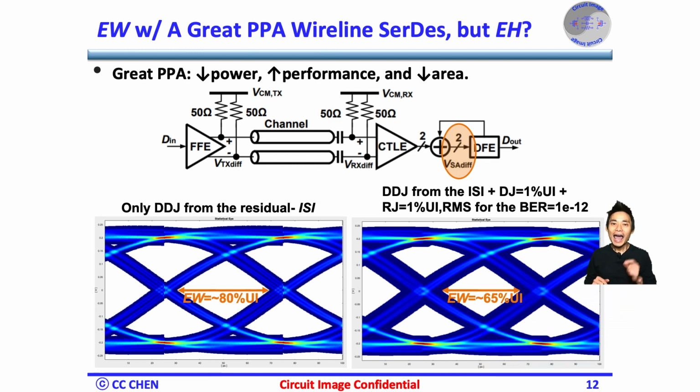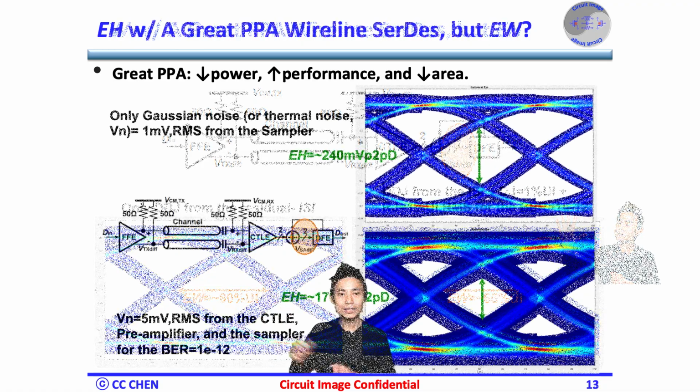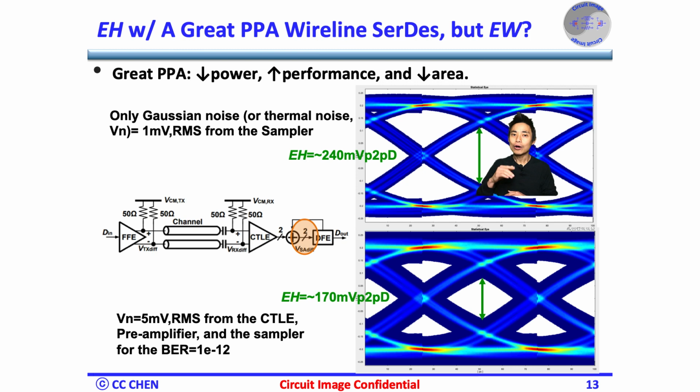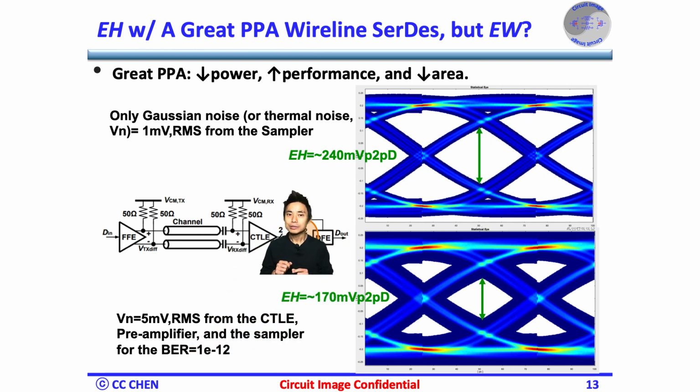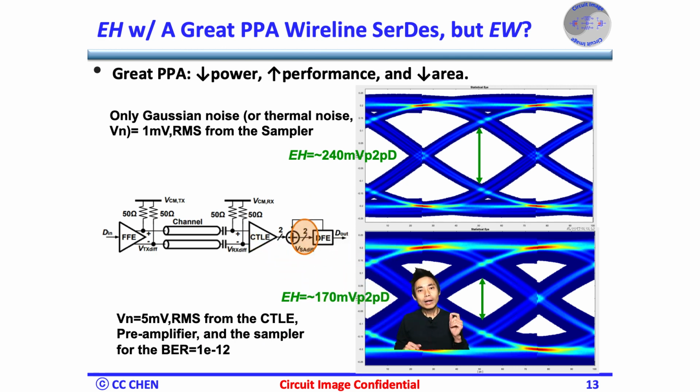But that's not accurate without considering the vertical thermal noise. So think about the link budget of the eye height image for 5 seconds. Correct. In addition to the eye height of the residual ISI only, adding the 5 millivolt RMS thermal noise at the RX data path, the eye would degrade to 170 millivolt from 240 millivolt for the BER rate equals 1E-12, which matches our hand calculation from our link budget video of the eye height.